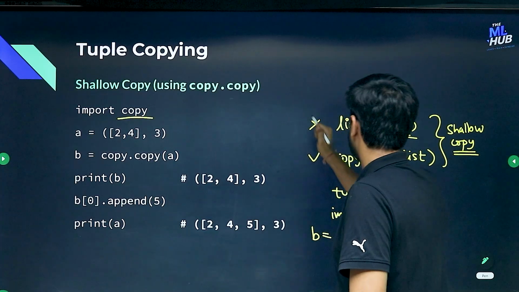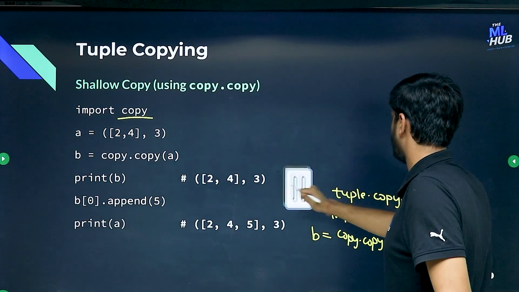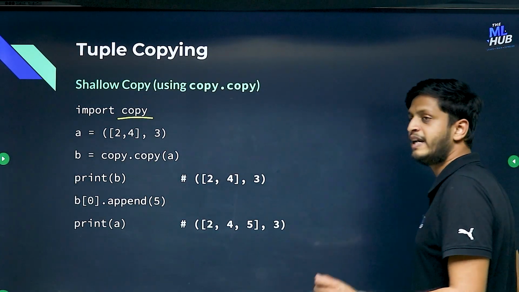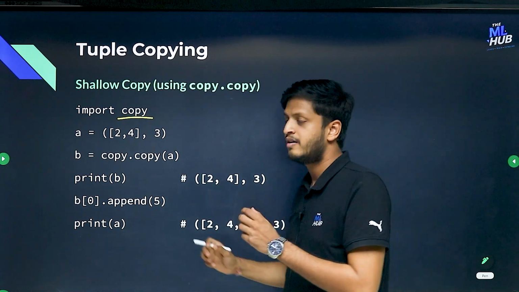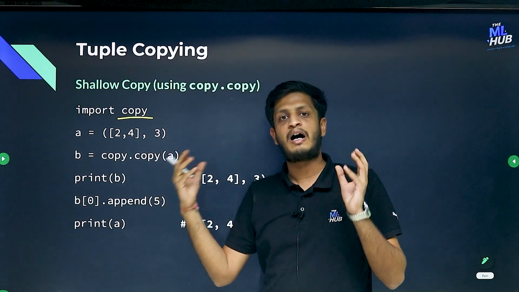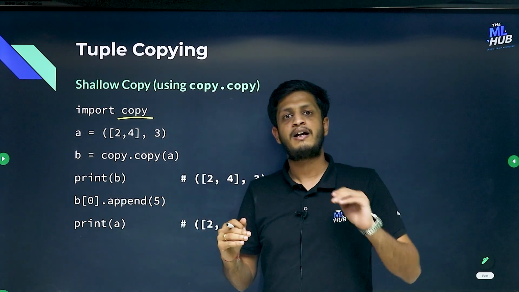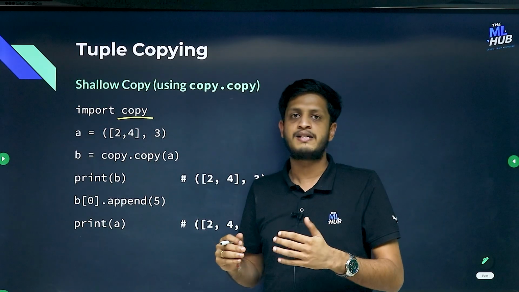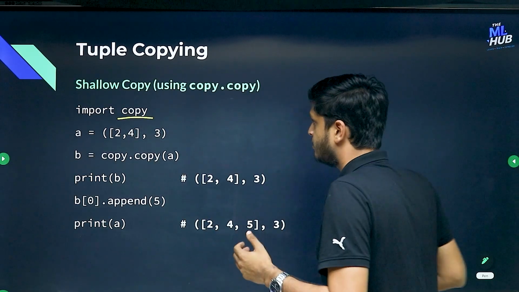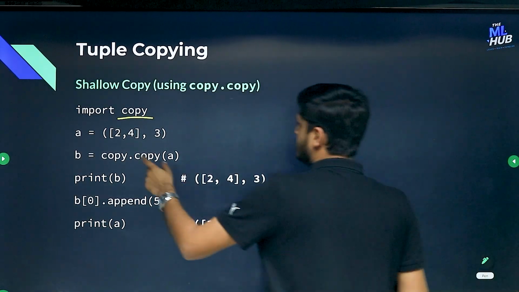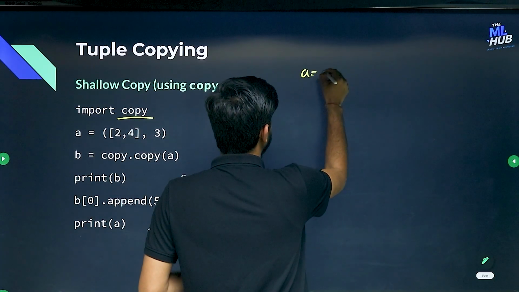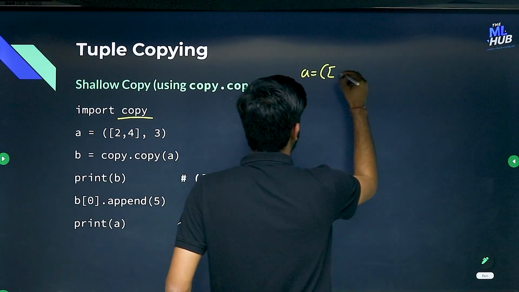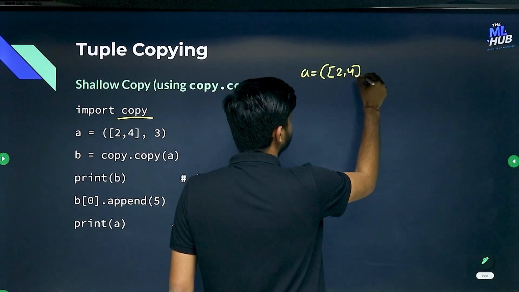So here internally what will happen? We already know that the copy function only creates a shallow copy. Shallow copy means only the outer list or the outer tuple will be copied. Inner lists or inner elements are not copied. So let us see how it will happen. Firstly, we have written a is equal to a tuple. The first element is 2, 4. The second element is the integer 3.